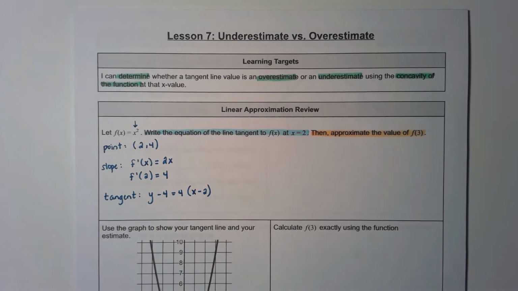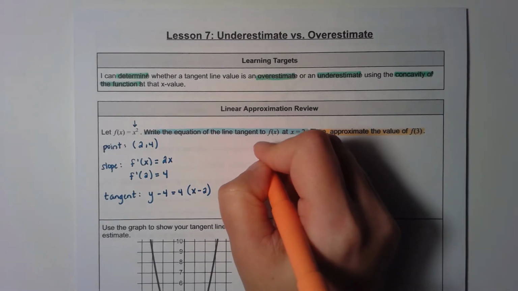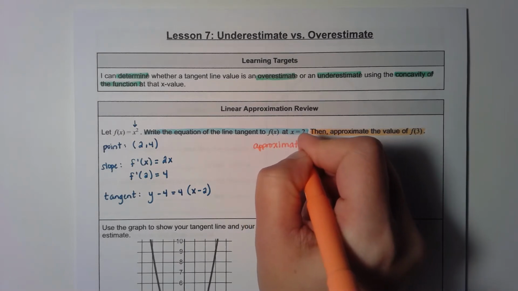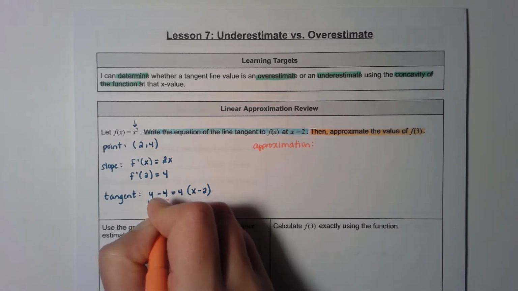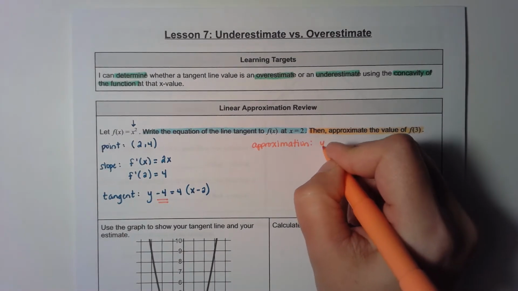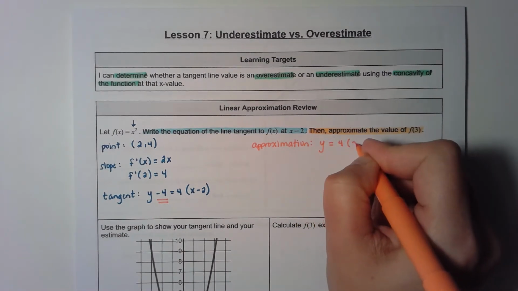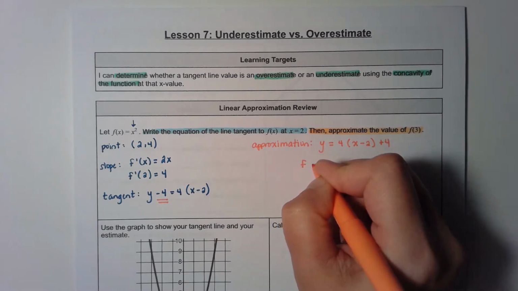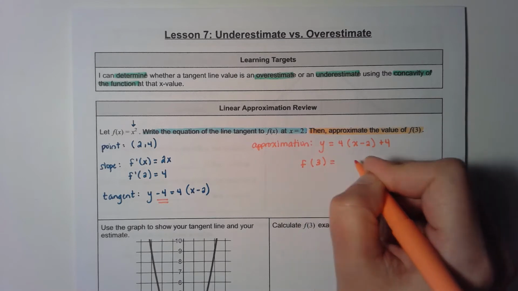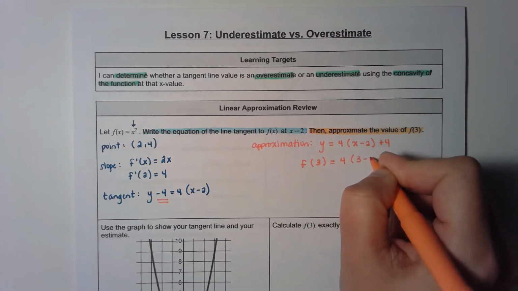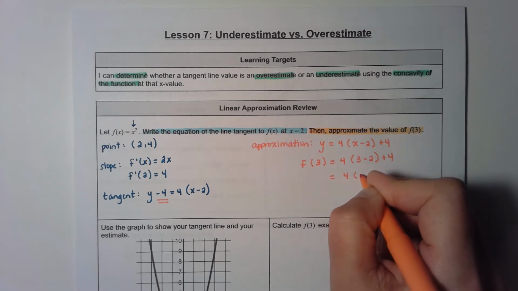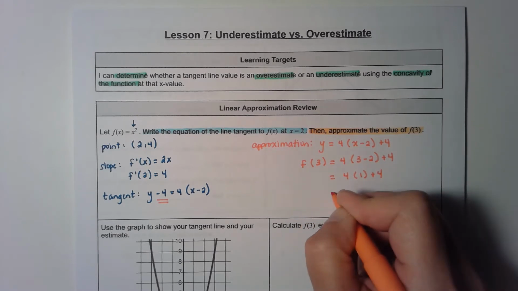Now I'm going to use this to approximate what I get when I plug in the value 3. So for my approximation here, I'm going to go ahead and move this negative 4 to the other side to get y by itself, which means I have 4 parentheses x minus 2 plus 4, and then I can just substitute in my value. So f of 3 equals 4 times 3 minus 2 plus 4, which means I have 4 times 1 plus 4, which is 8.